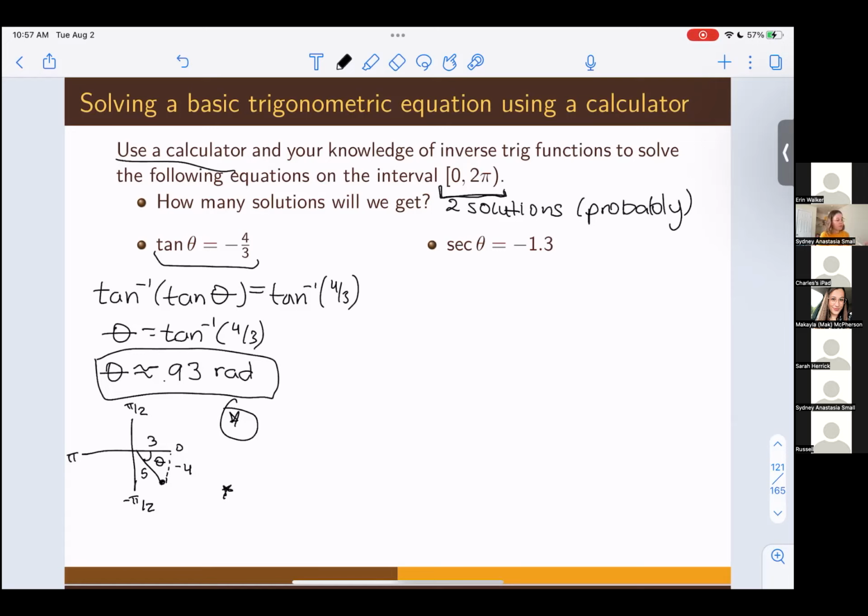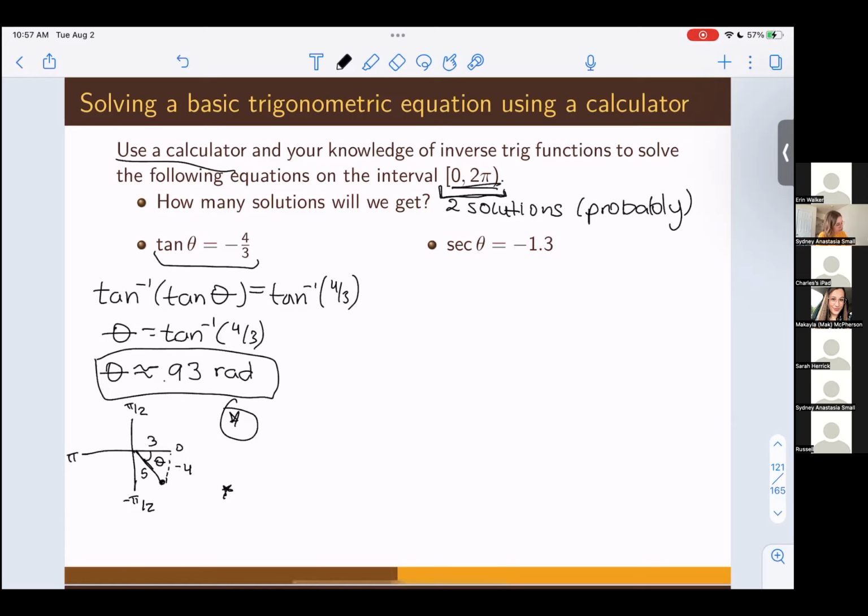Okay, so we want all of the angles on the interval 0 to 2 pi that have the same tangent as theta. Again, the inverse tangent will only ever give us one solution to the equation because for inverse tangent, we restricted the domain of tangent in order to make it a function. So this will only ever give us one solution. In this case, it didn't give us a solution in the interval we want. So we need to think about that.